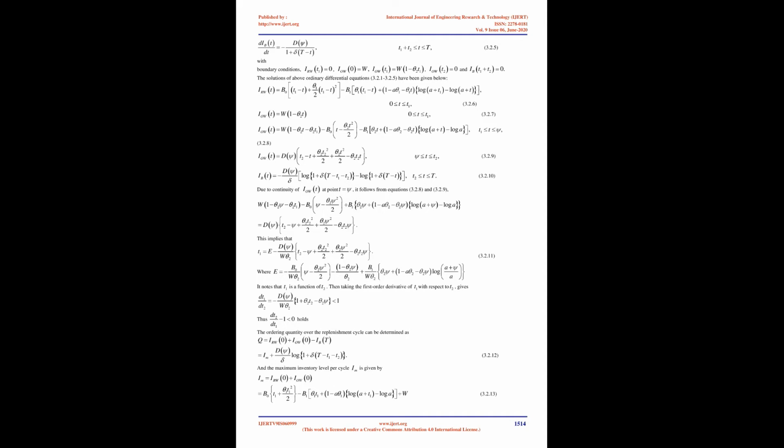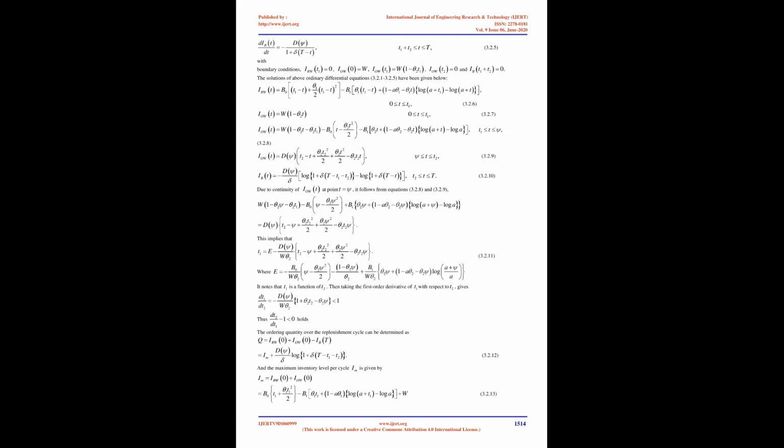Notations. The deterministic demand rate per unit time, which increases with time at a decreasing rate. 2. A is the replenishment cost per order. 3. C is the purchasing cost per unit. 4. S is the selling price per unit, where S is greater than C. 5. W is the capacity of the owned warehouse. 6. Q is the ordering quantity per cycle. 7. M is the maximum inventory level per cycle. 8. C1 is the holding cost per unit time in RW.